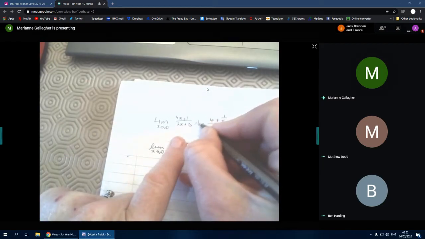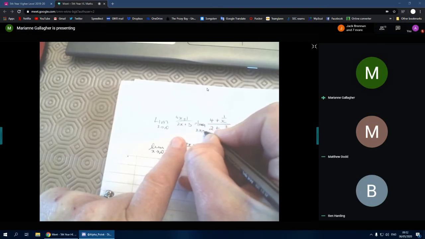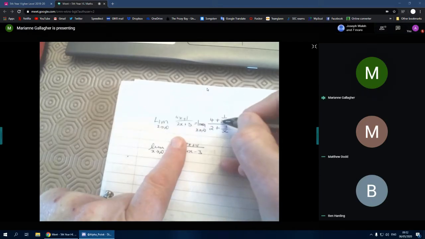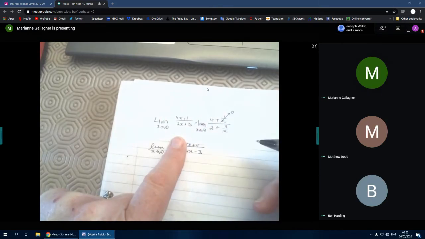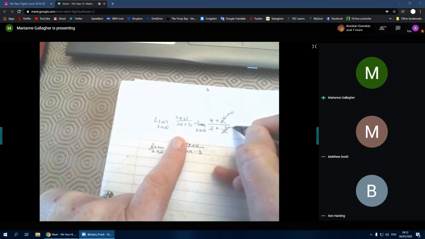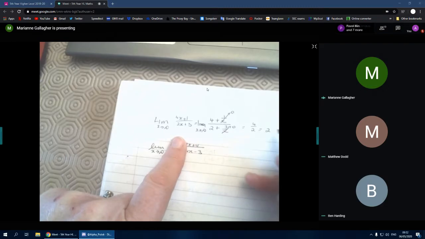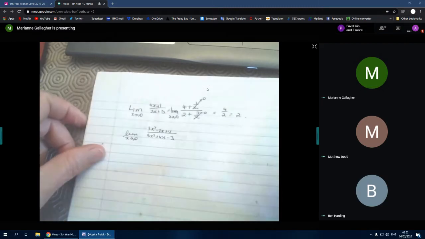Now if I want to get the limit as x tends to infinity of this, I know that this is going to go to 0, and this is going to go to 0, so I'm just left with 4 over 2, which is equal to 2. Is that okay?